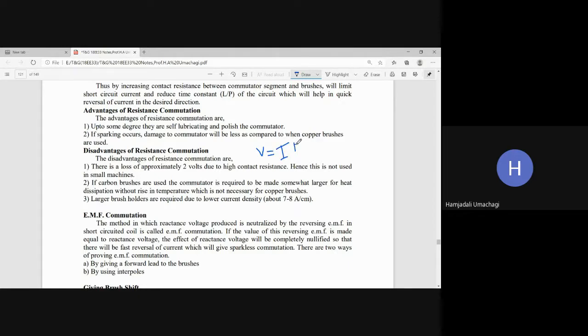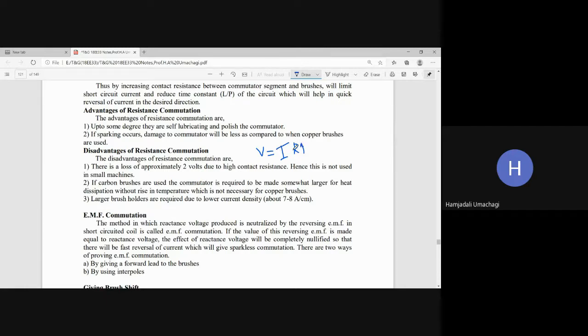Yes or no? Yes, sir. I is constant and carbon brush has high resistance. If resistance is high, then automatically the voltage drop is also high, and that voltage drop will be around 2 volts. If such a voltage drop is observed, then it is not good to be used for small rated machines. It is useful only for high rating machines.